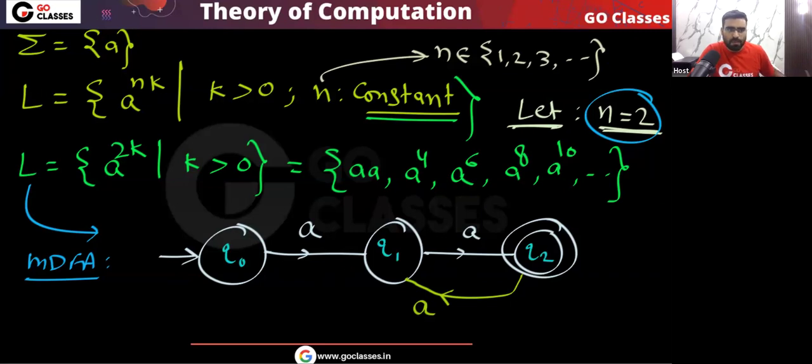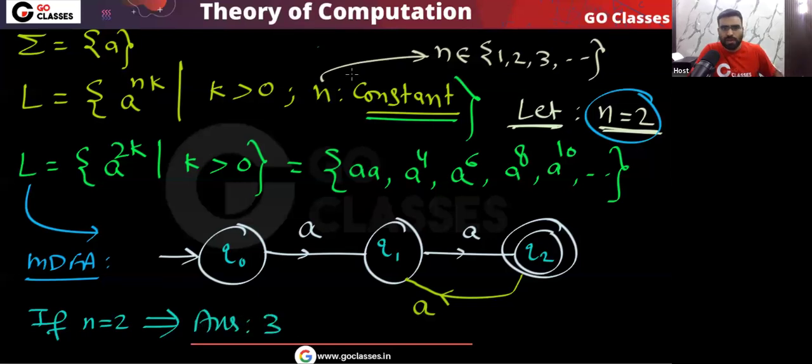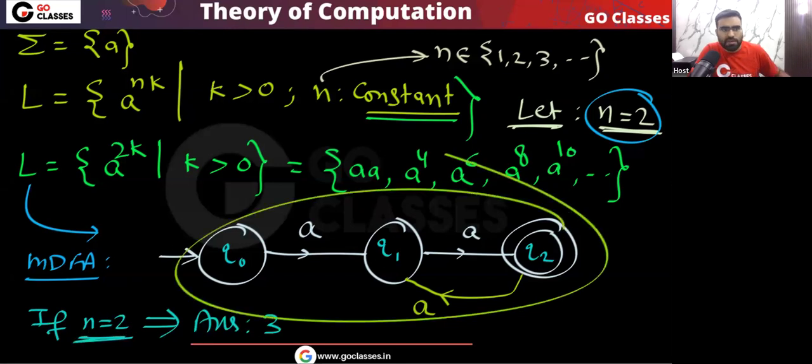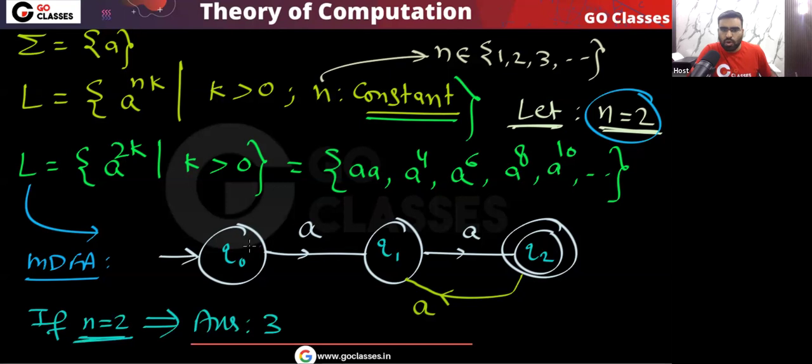If you make n equal to 2, then the answer must be 3. Yes or no? Remember, this is a minimal DFA. You can easily see that all these states are distinguishable. They are not equivalent. This is the final state, and a final state and a non-final state are never equivalent.